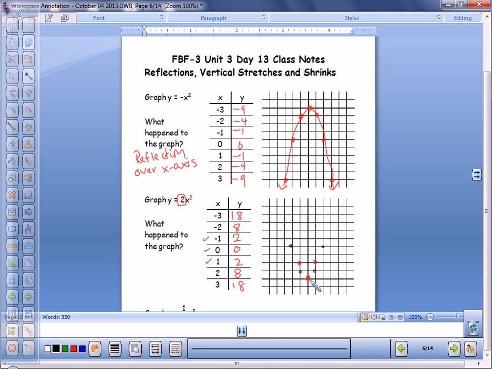Now I'm going to sketch it real lightly, well, as lightly as the Moby board will let me. And then the ones in red are after our vertical stretch. So this would be over 2, up 2, 4, 6, 8. And we should notice that our function became more narrow. This is a vertical stretch by a factor of 2.